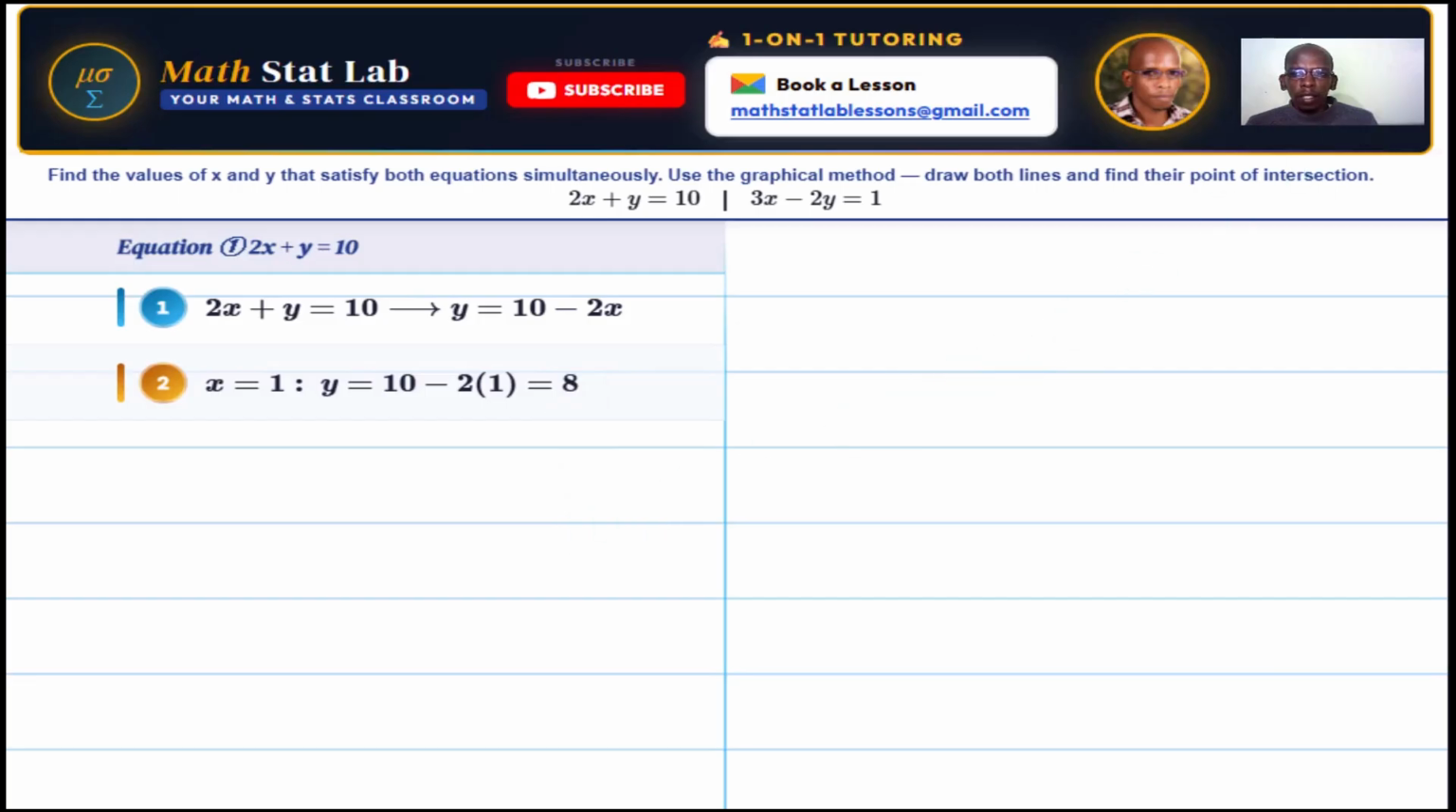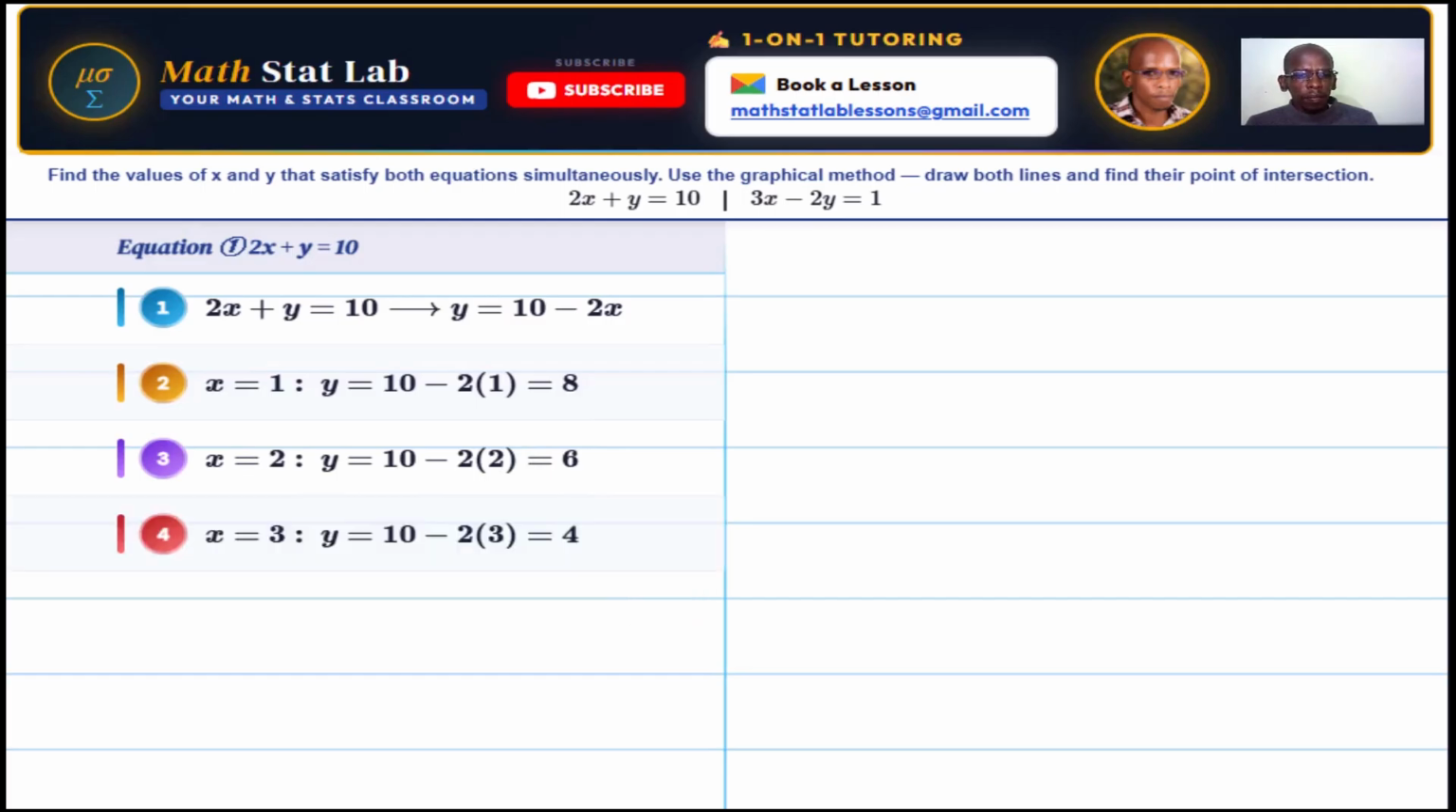How about when x is 2? When x is 2, we are going to replace x with 2 here. So it will be 10 minus 2 into 2. 2 multiplied by 2 is 4. So 10 minus 4 is 6. So when x is 2, y is 6. Then how about when x is 3? When x is 3, y will be equal to 10 minus 2 multiplied by 3, which is 6. Then 10 minus 6 is 4. So when x is 3, y is 4.